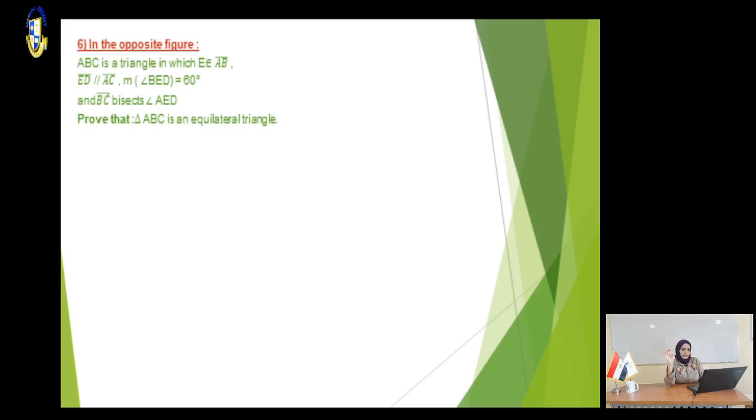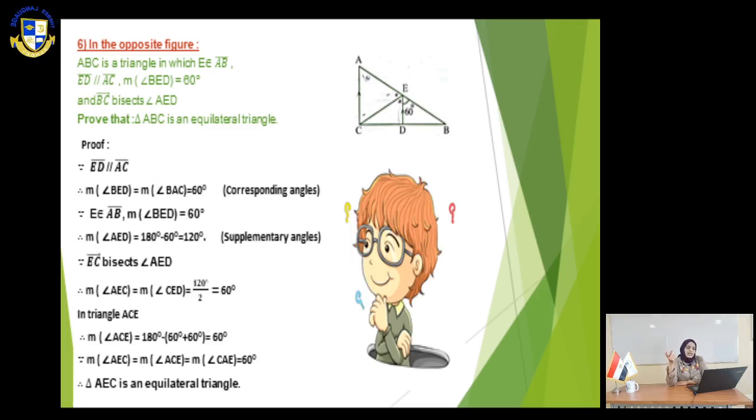Let's move to slide number 8. ABC is a triangle in which E belongs to AB. We have two sides here that are parallel, ED and AC. The measure of angle BED equals 60 degrees, and EC bisects angle AED. Prove that the triangle ABC is an equilateral triangle.